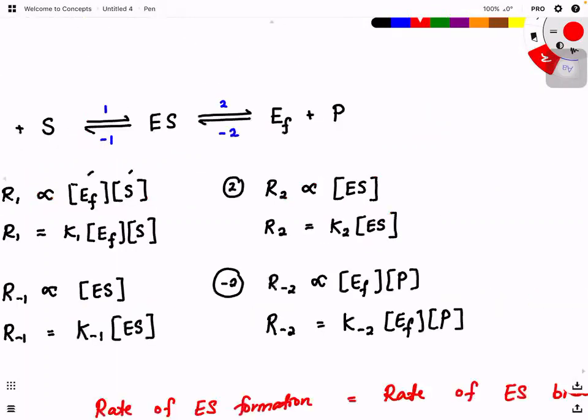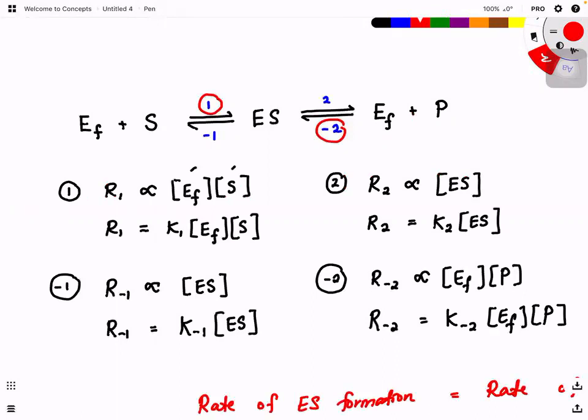Now, which one is actually ES formation? I use a red color to circle. This is the formation of ES complex. These are the reactions that form ES complex. So equation number 1 forms the ES complex, and equation -2 also forms the ES complex. I use green color for this one, which is a breakdown of the ES complex. That's why we form products. This one is a breakdown of the ES complex back to the substrates.